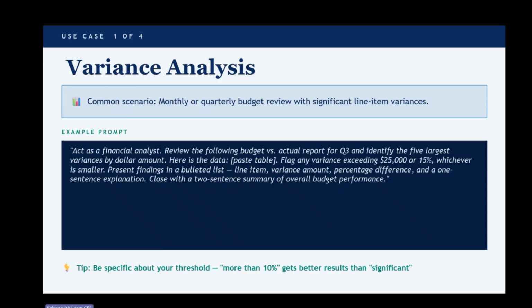You might say, act as a financial analyst. Review the following budget versus actual report for Q3 and identify the 5 largest variances by dollar amount. Here is the data, and you would paste it there. Flag any variance exceeding $25,000 or 15%, whichever is smaller. Present findings in a bulleted list, each with the line item, the variance amount, the percentage difference, and a one-sentence possible explanation. Close with a two-sentence summary of overall budget performance.